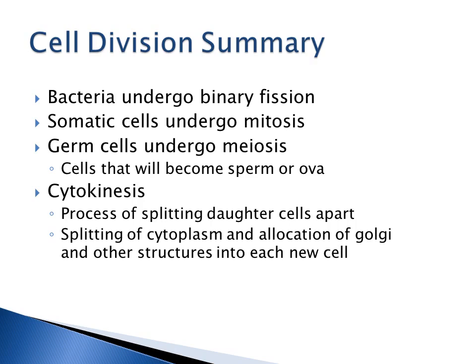So in summary, bacteria undergo binary fission for their cellular division. Somatic cells undergo mitosis. Our germ cells, which are eggs and sperm, undergo meiosis. And we also have cytokinesis, which is the process of splitting those daughter cells apart, each getting cytoplasm, Golgi, and all of the cellular structures that each cell would need.